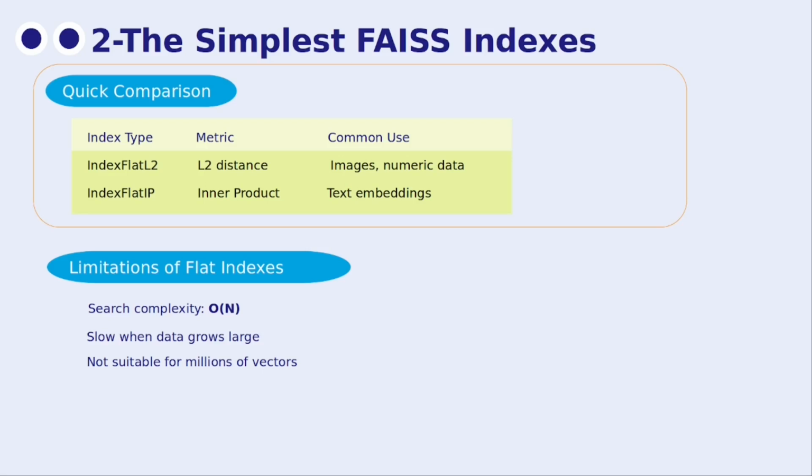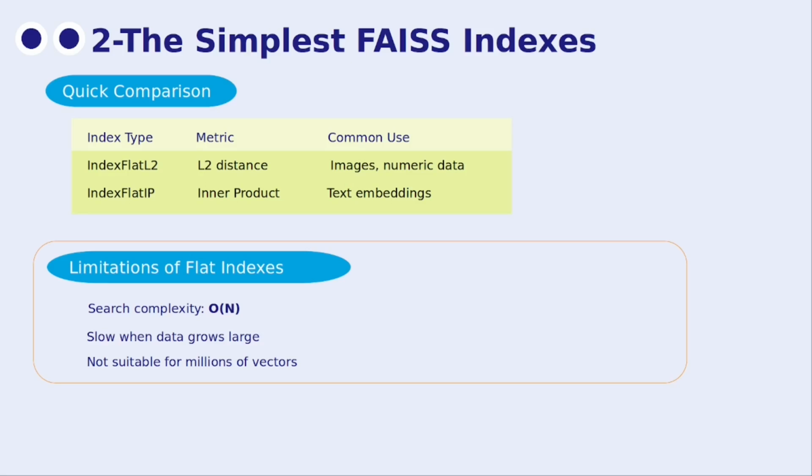Quick comparison. Limitations of flat indexes. Flat indexes have a big limitation. They compare against every vector. That means the time complexity is O(n), slow for millions of vectors. Not production ready at scale. But for beginners, they are perfect. They are simple. They are reliable.